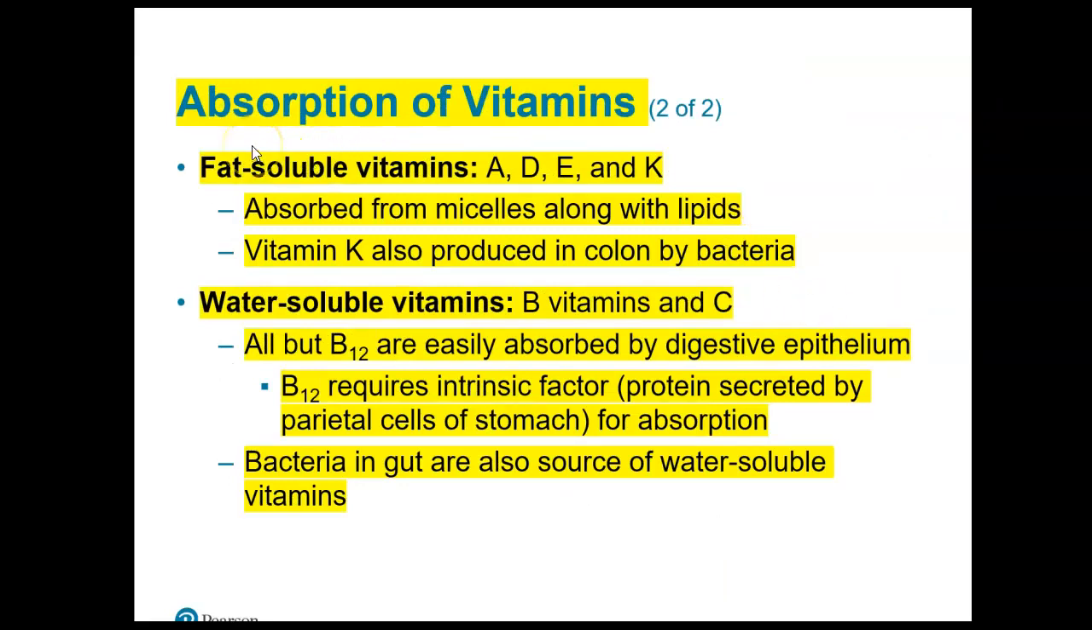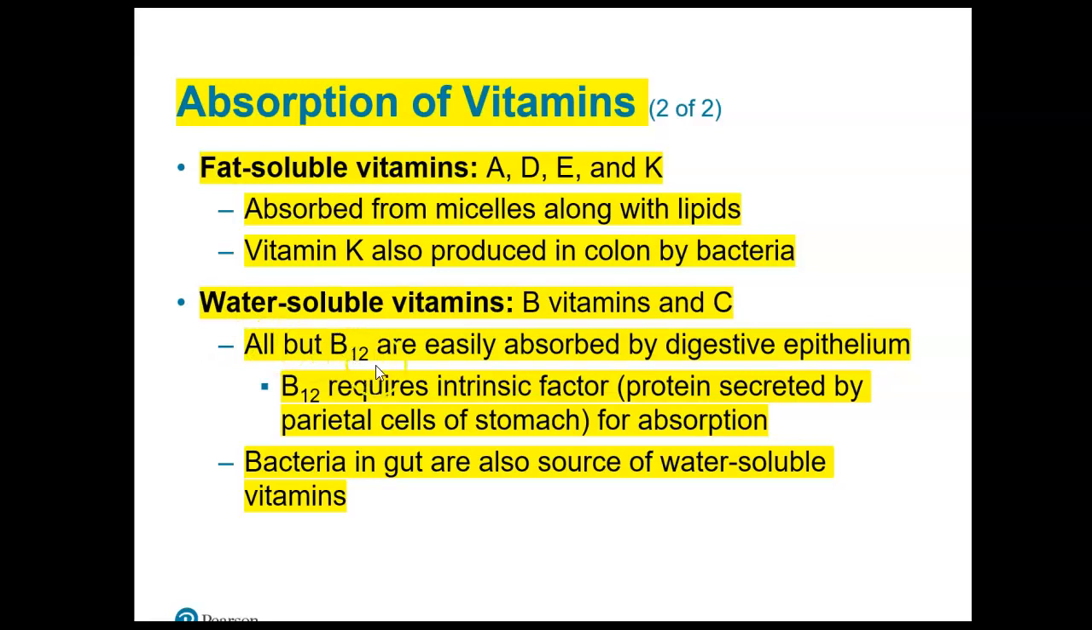For the absorption of vitamins, there are two types. There are fat-soluble vitamins, and then there are water-soluble vitamins. The fat-soluble vitamins are vitamins A, D, E, and K. They are absorbed from micelles along with lipids, and one of these vitamins, vitamin K, is produced by the bacteria in the colon. Water-soluble vitamins are the B vitamins and the C vitamins.